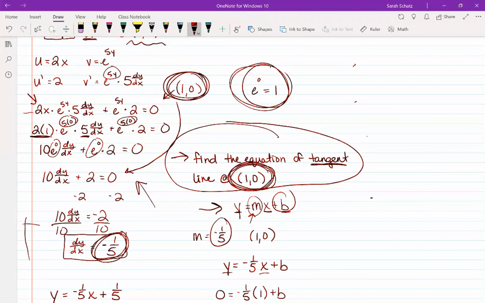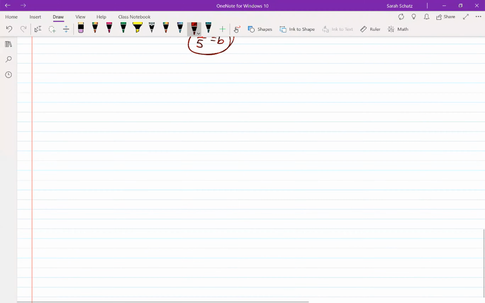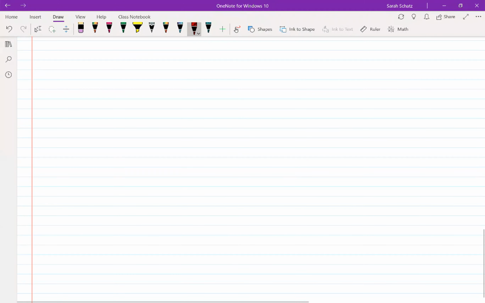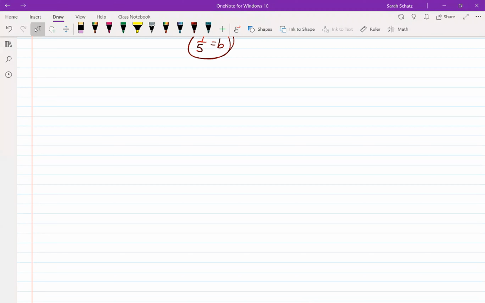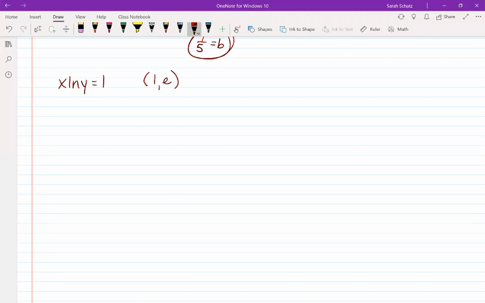You guys, I want to do one more problem. This next one's not going to be an equation problem. But I want to do one with natural log. So on this problem, I have x times the natural log of y equals 1. And here's the thing, I want to evaluate this at the point (1, e), where x is 1 and y is e.